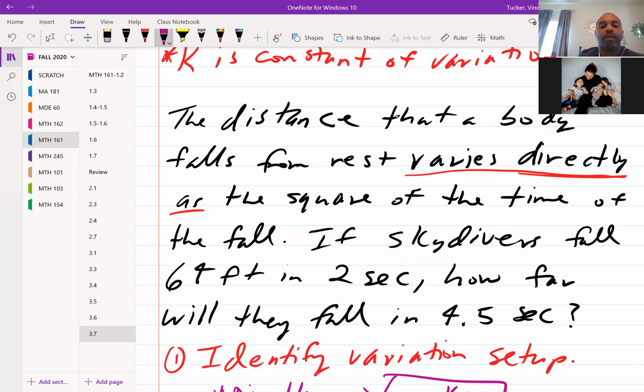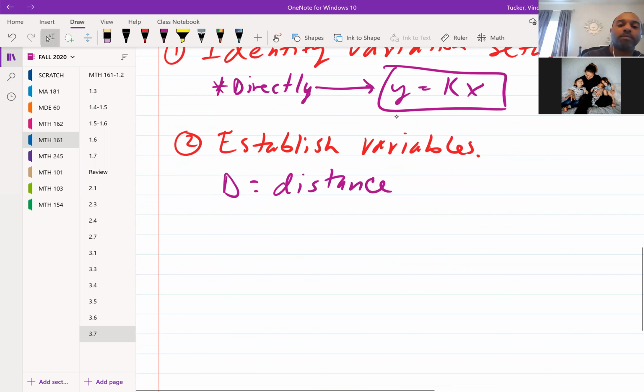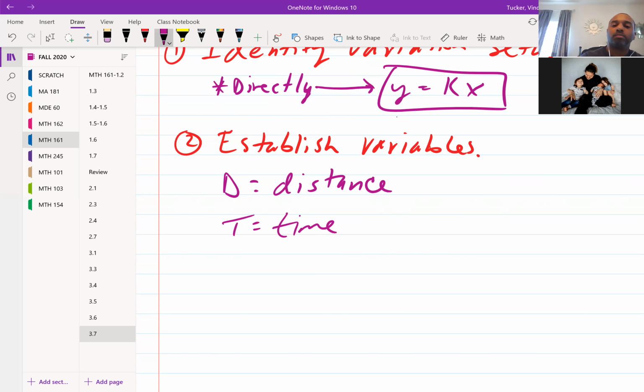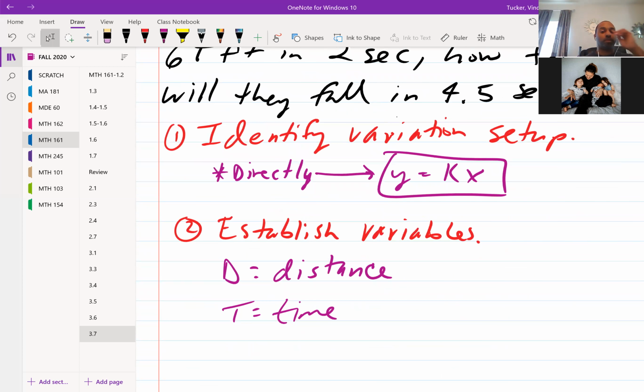And then it says varies directly as the square of the time of the fall. So we can call it t for time. All right. Questions on the variables?